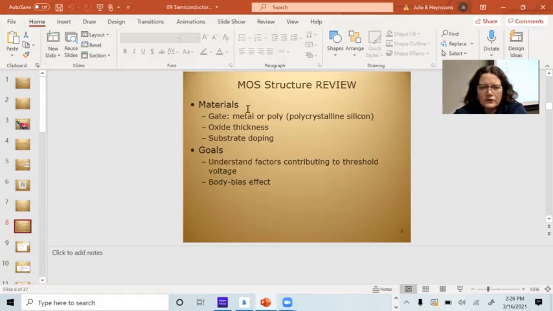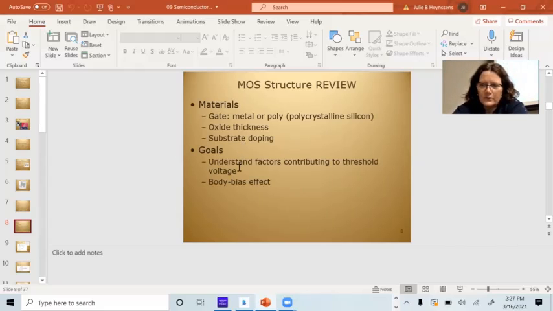A MOS structure is made out of a gate, which is metal or poly, which is polycrystalline silicon, which is fairly conductive, not as conductive as metal. Then there's an oxide thickness, and then I have a substrate. So this MOS structure, metal oxide semiconductor, looks like a capacitor. And what we did last class is we drew the bands going through that MOS structure.